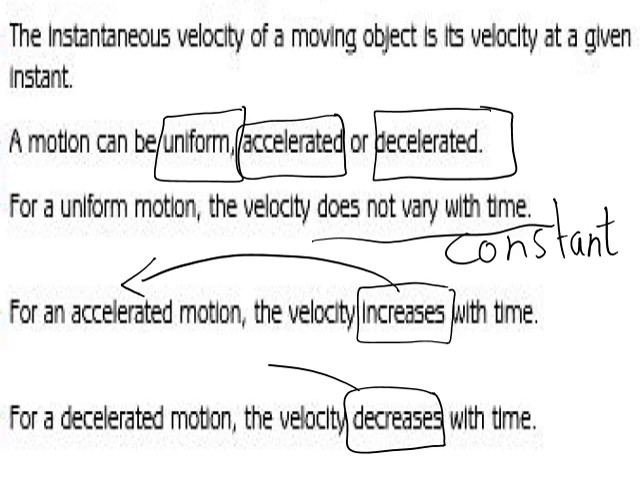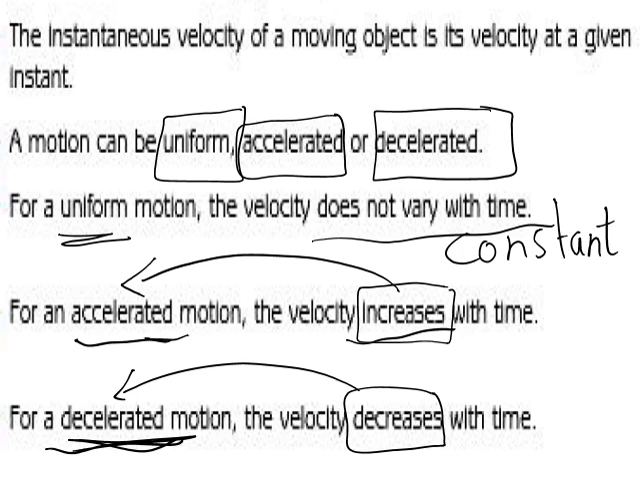So whenever it increases, it's called accelerated. Whenever it decreases, it's called decelerated. So you have to know these. These two are somehow confusing. Accelerated, meaning the velocity increases. Decelerated, meaning that the velocity decreases. Whenever the velocity stays constant, it does not vary with time, this is called uniform. So we have three types of motion: uniform, accelerated, or decelerated.